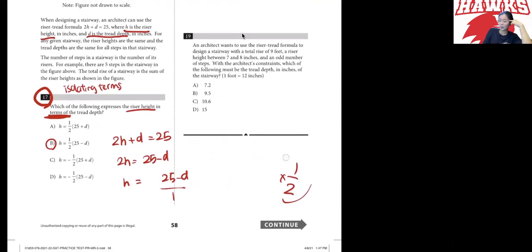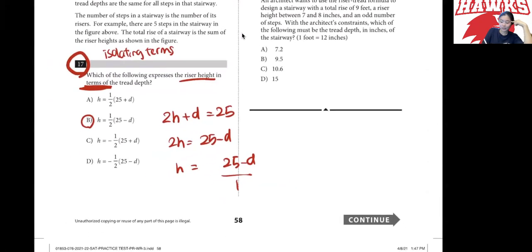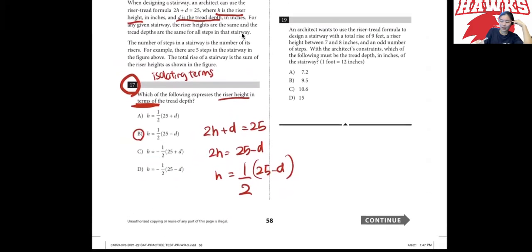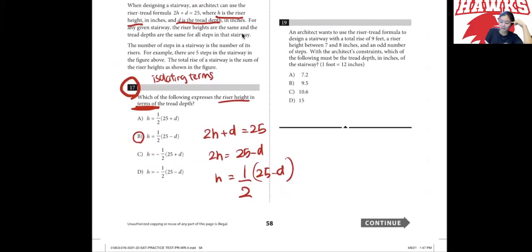And if you keep on solving these questions, you can actually do that in your head. So you're just going to times this, 25 minus D, by 1/2. And the answer that matches that is B. So you got to think ahead, essentially.